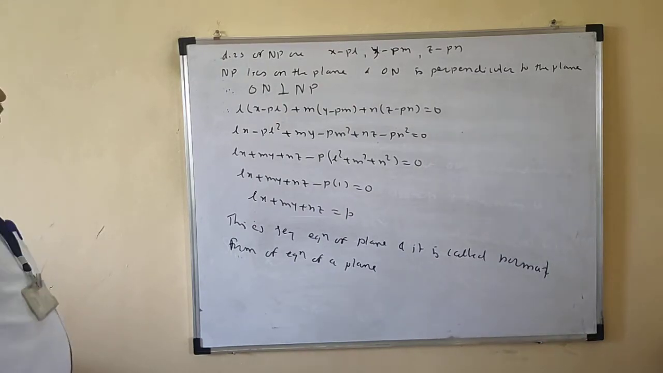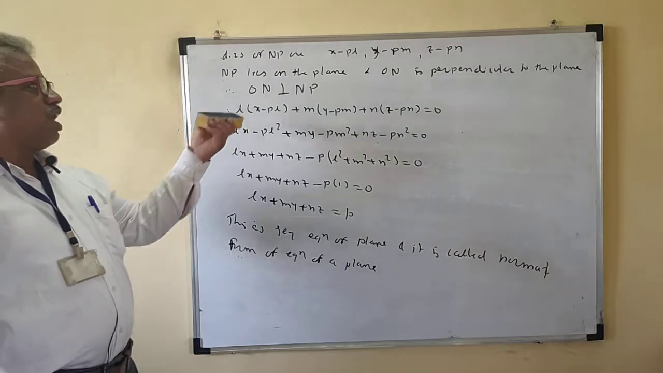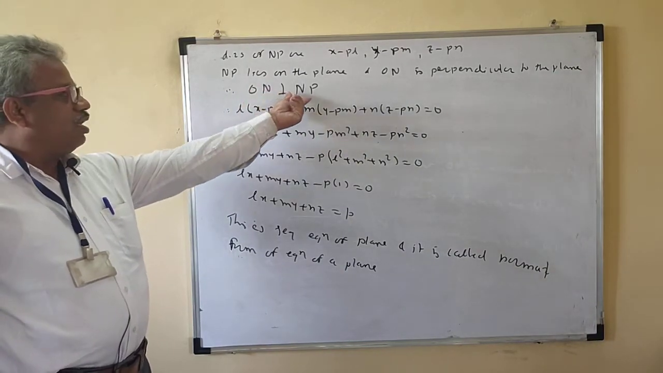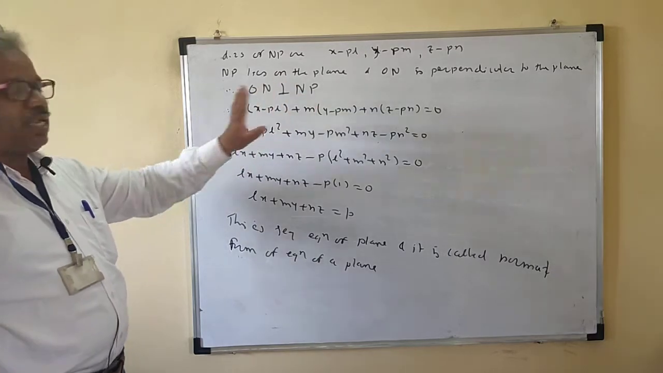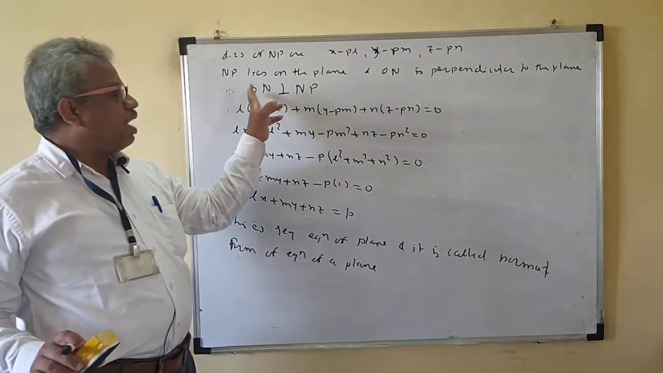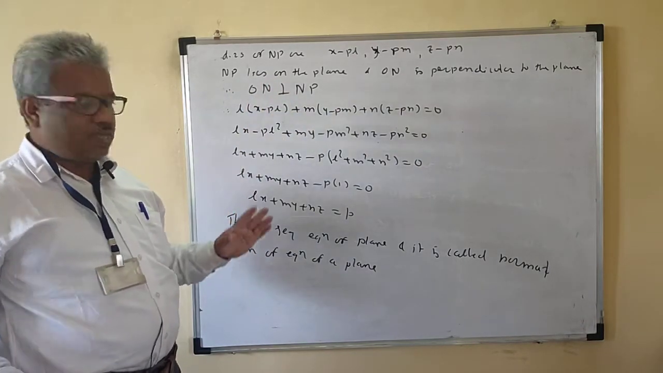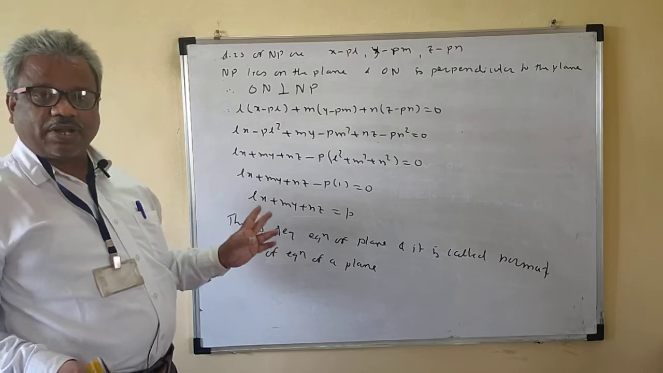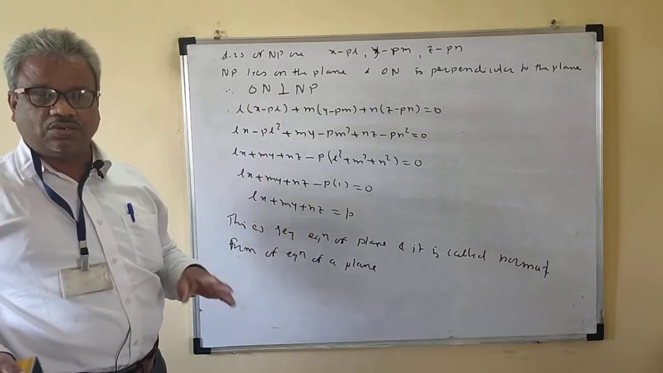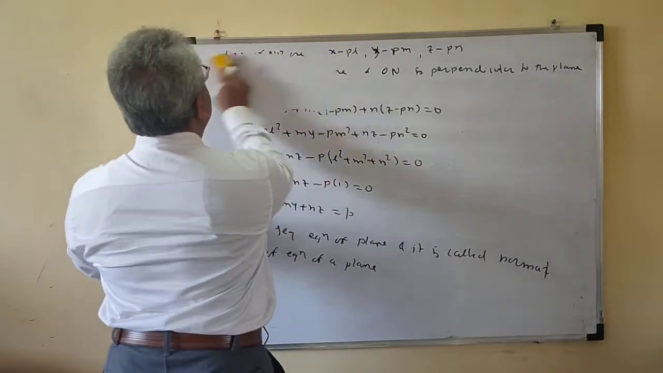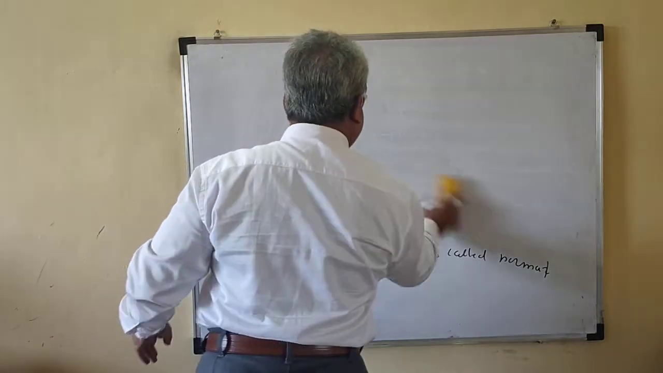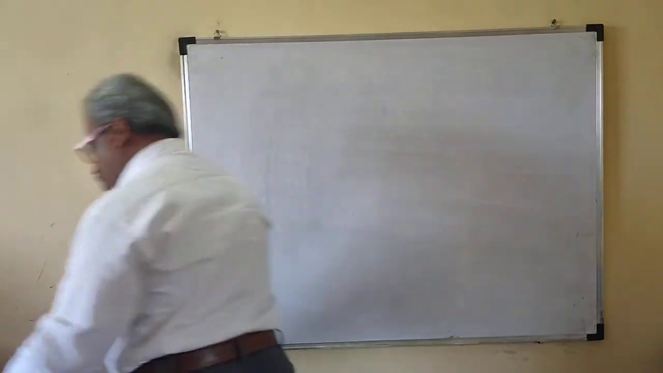So very simple. We have just found the DRs of NP. Note that the DCs are nothing but DRs. So we have the DRs of ON and the DRs of NP. ON is perpendicular to NP, and we know that if they are perpendicular, then the dot product is 0. Just we have seen this. So we got the equation of the plane in the normal form.